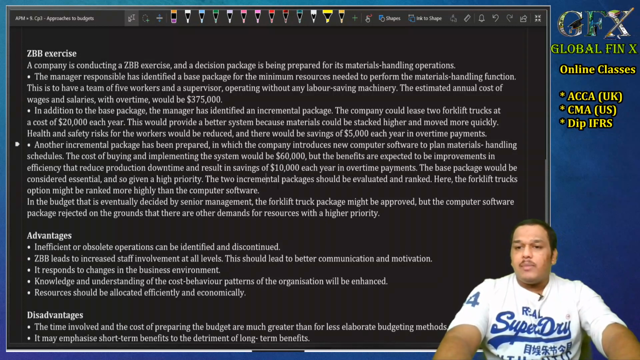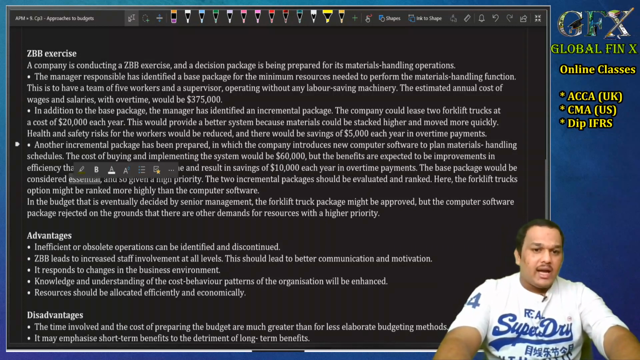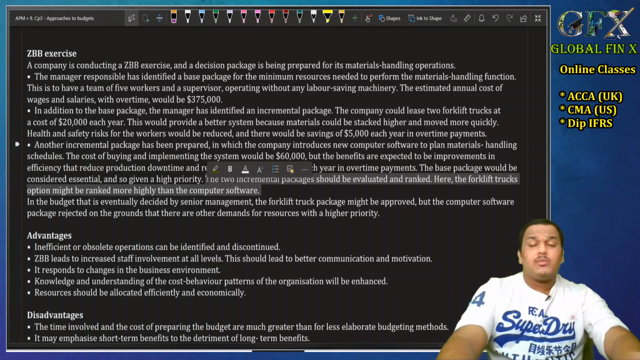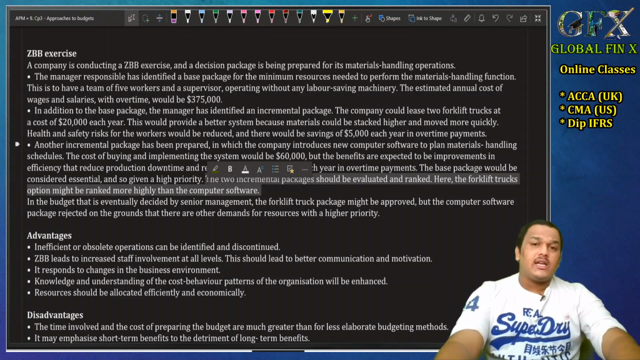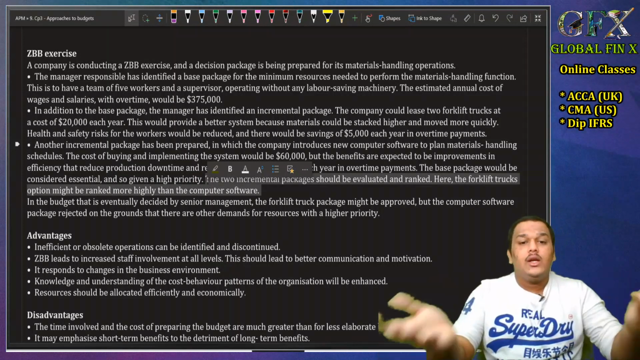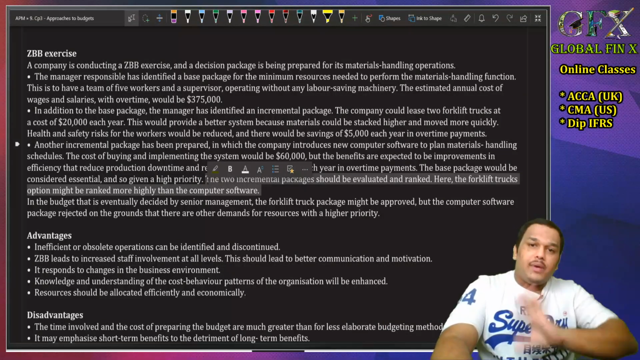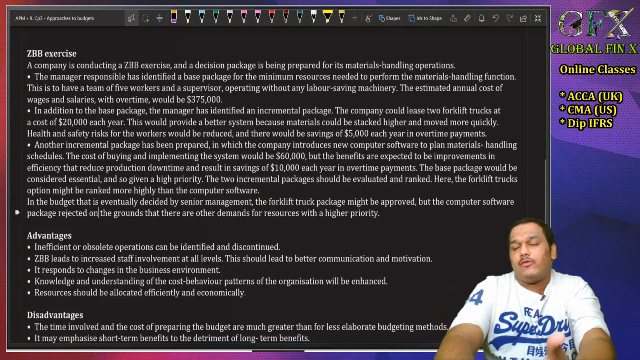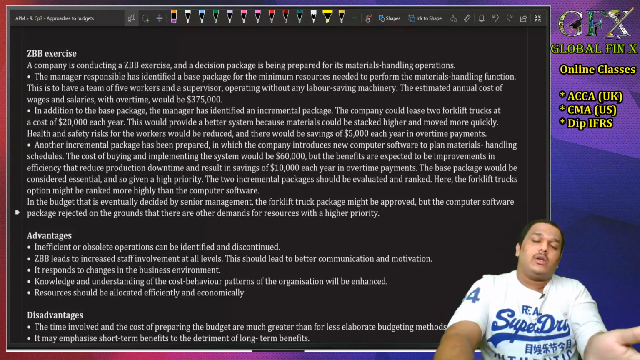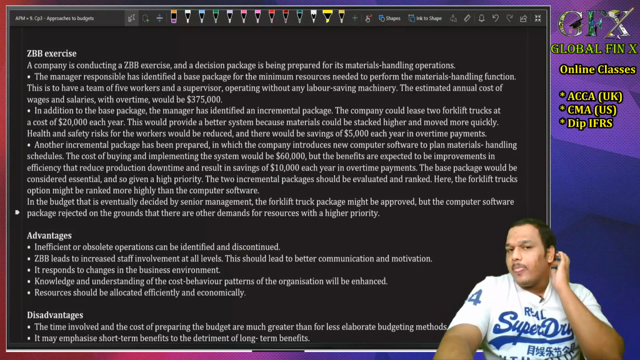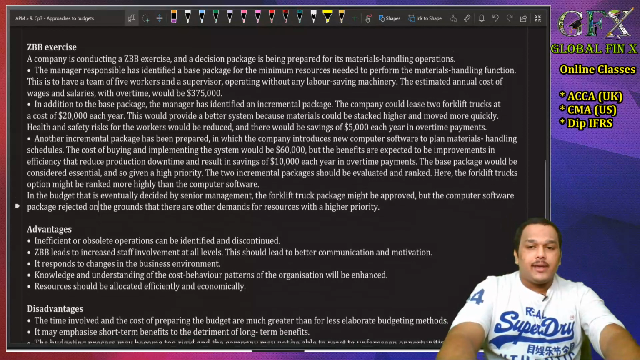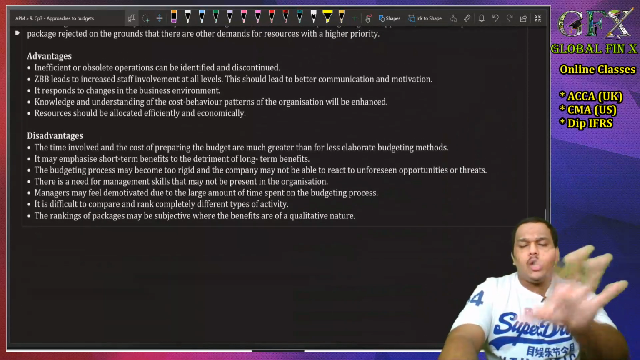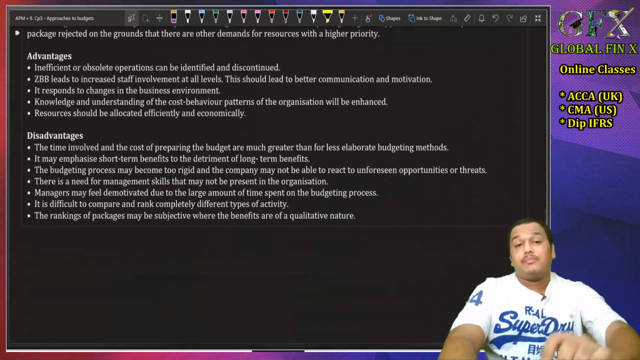The base package would be considered essential, so the highest priority will be given. The incremental packages can be ranked against each other, and if possible they can take both if the budget permits. Otherwise they can choose any one, or they can ignore both as well. So these are incremental. Now you need the basic. Essential is basic. If you want, you can choose any of these two, whether to hire the forklift truck or to stick with the labor. So it's up to the company again. Okay, so that's an example of how zero-based budgeting works and how incremental packages work.